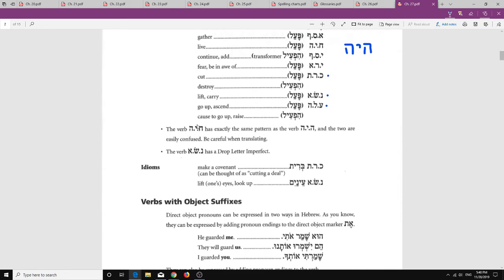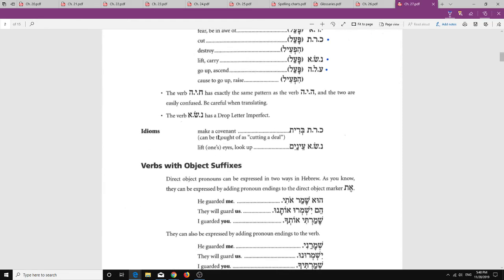A couple quick notes. We already talked about khaya, but nisa, as you probably would expect, is a drop letter because of this noon. Weak letter will drop out. Couple idioms really fast. So in the Bible, when you make a covenant, literally it is karat barit. Okay, he cut a covenant.